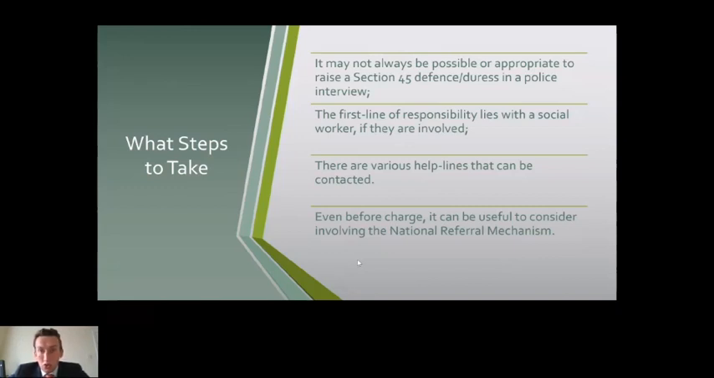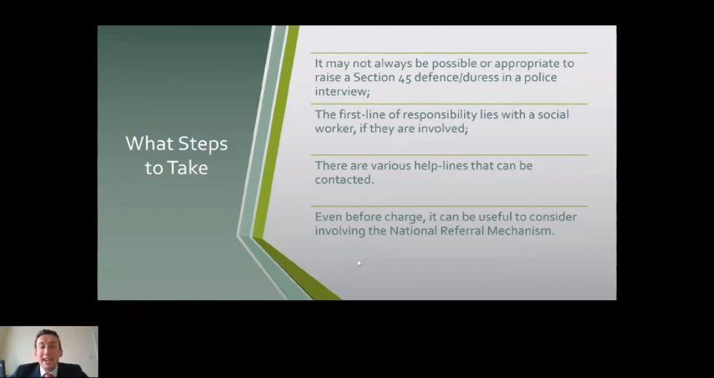If there is a social worker, which there quite often is, they are increasingly aware of the NRM referral, which I'm going to discuss at length shortly. It is their responsibility as a safeguarder to take those steps and to contact the various helplines, and they should be actively encouraged to do that, as well as, if possible, encouraging the police to take steps to protect the alleged suspect who may well actually be a victim.